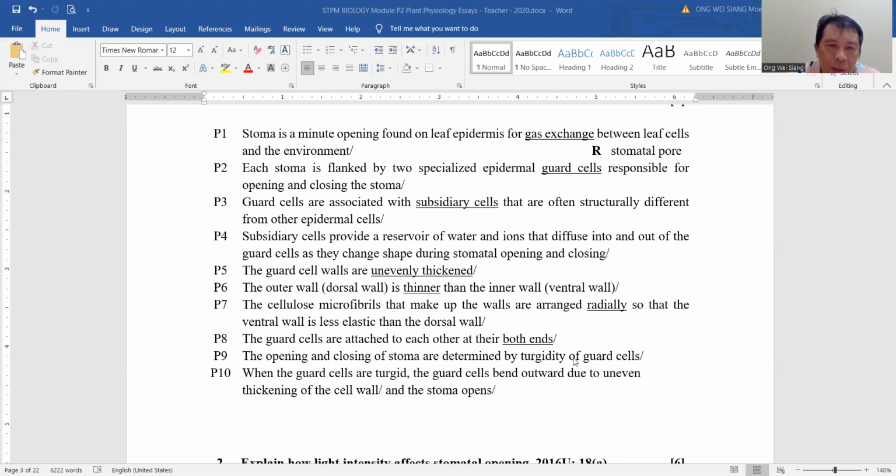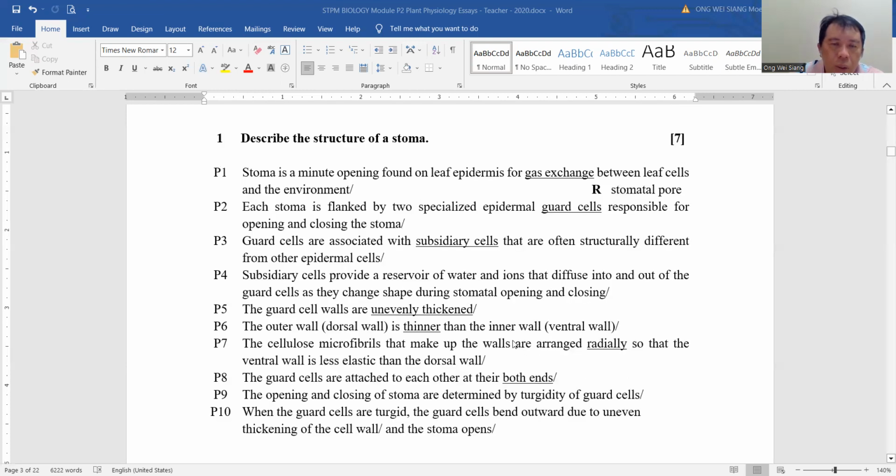So when the guard cells are turgid, the guard cells will bend outward due to uneven thickening of the cell wall, and the stoma opens. So this is what we call the structure of a stoma. Actually, we just look until this part, and we touch slightly on the opening due to the structure of the stoma.